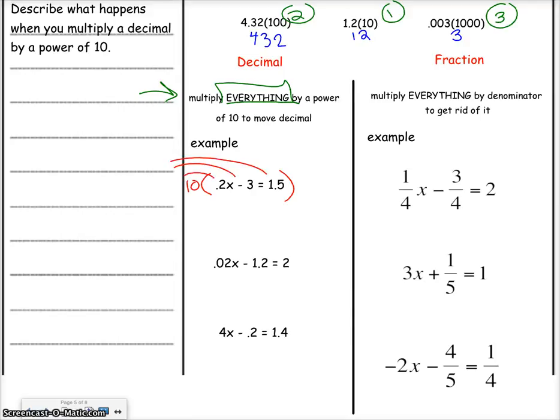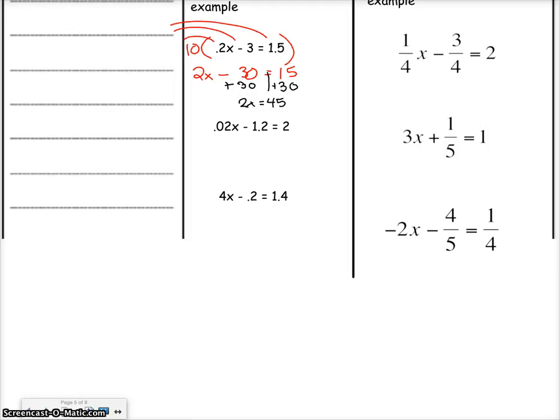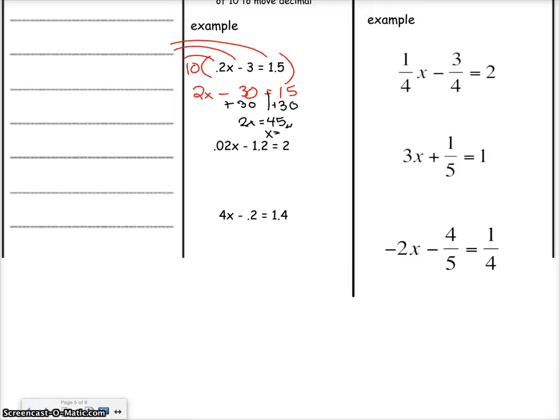So now I'm going to go ahead and times everything through. And look what you get. 2x minus 30 is equal to 15. And then you can solve like we've been doing. Move what's not connected. So I'm going to move that 30. And you get 2x equals 45. And then divide through by 2. And you get x is equal to 45 divided by 2, 22.5. Much easier than the warm-up strategy.